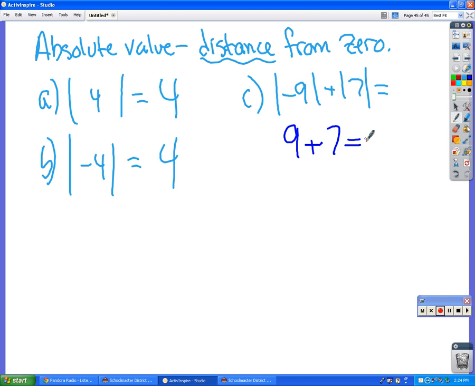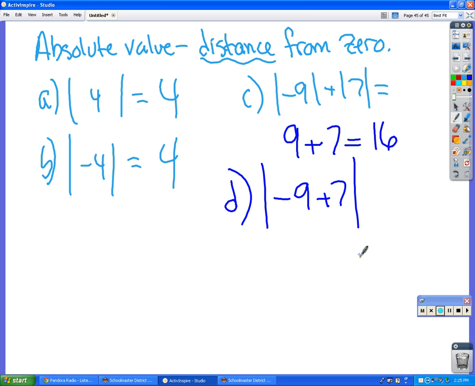So now that we have gotten rid of the absolute value symbols, we can do it just as a simple math problem. What's 9 plus 7? 16. Okay? Now that's a little bit different than if they were both inside of the absolute value symbols to start with. If that was the case, we'd have to do what's inside the absolute value first, and then take the absolute value of our answer.